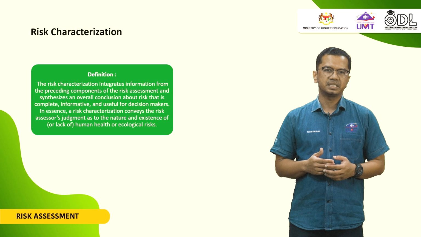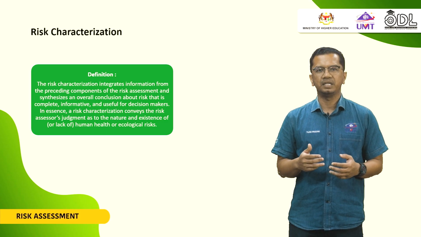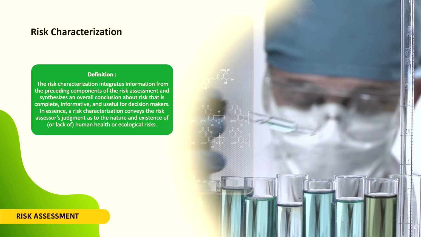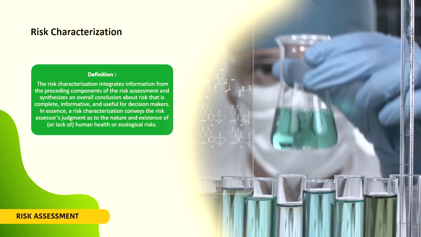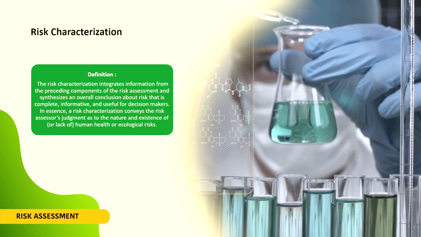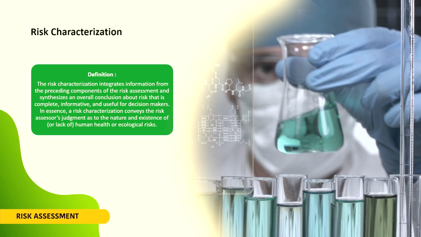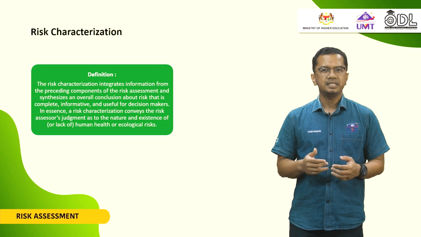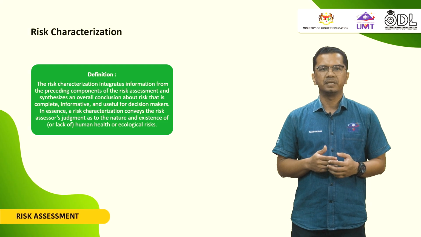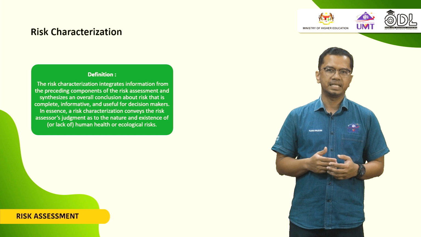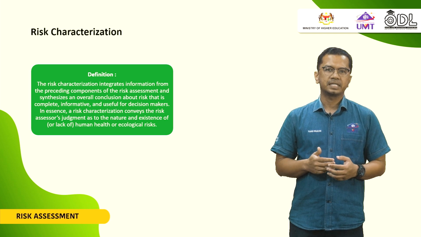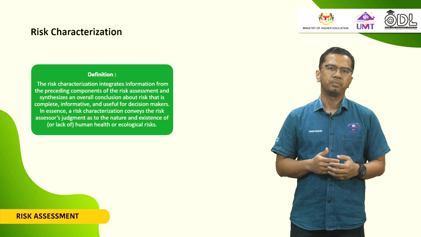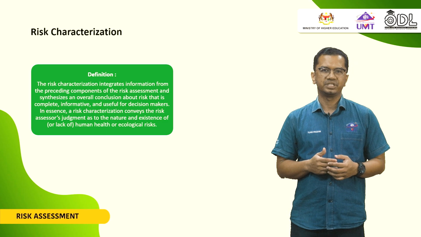Risk characterization begins by bringing together all the information from the earlier steps in a risk assessment. It then synthesizes this data into well-rounded conclusions, clear, informative, and actionable for decision makers. Essentially, it reflects the expert judgment of the risk assessor, and it tells us whether risk to human health or the environment actually exists or not. So, risk characterization is the final integrative step in understanding potential hazards and guiding smart decisions.